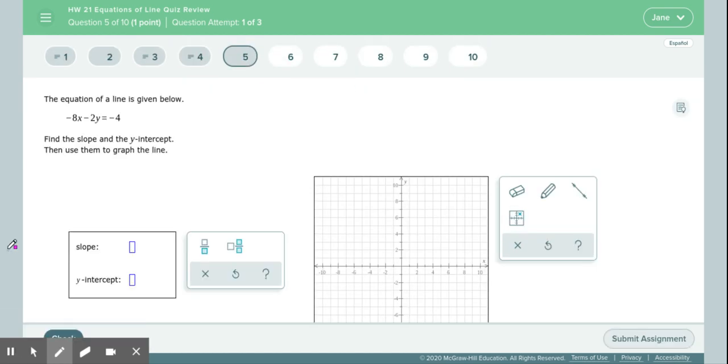The next problem also wants me to graph the line and to state the slope and the y-intercept. However, I can't just compare this to y equals mx plus b, because right now my equation is negative 8x minus 2y equals negative 4. So what I'm going to need to do first is get this in the form of y equals mx plus b. So I need to get y by itself.